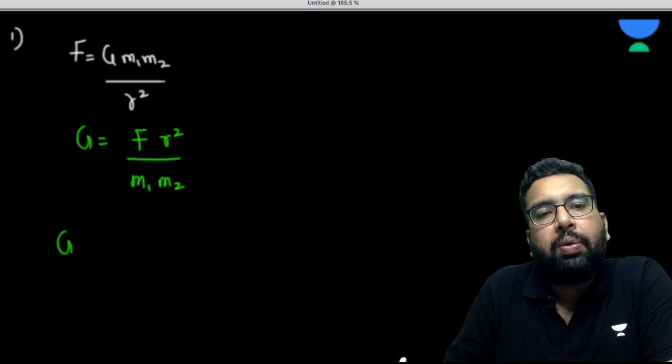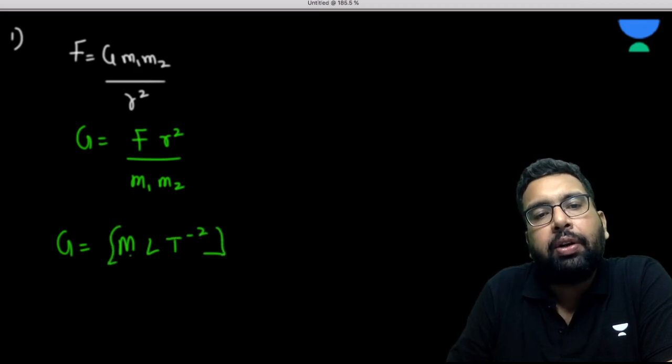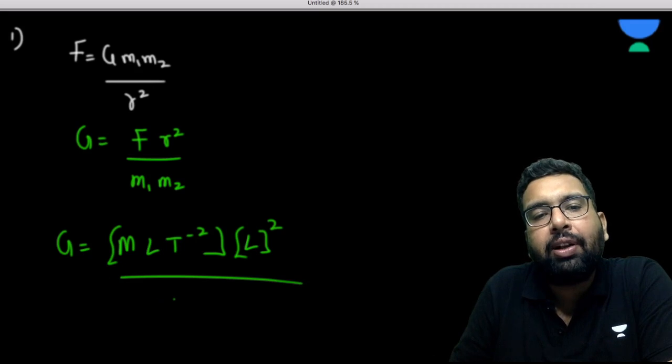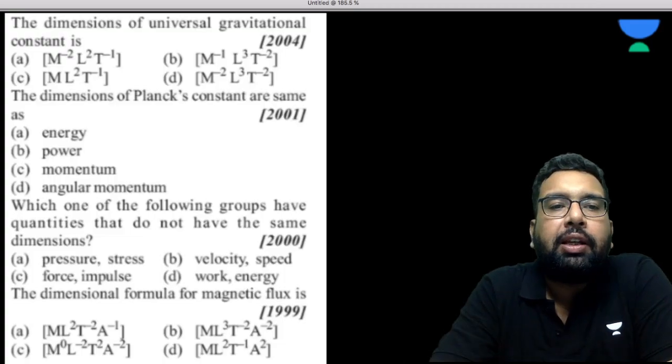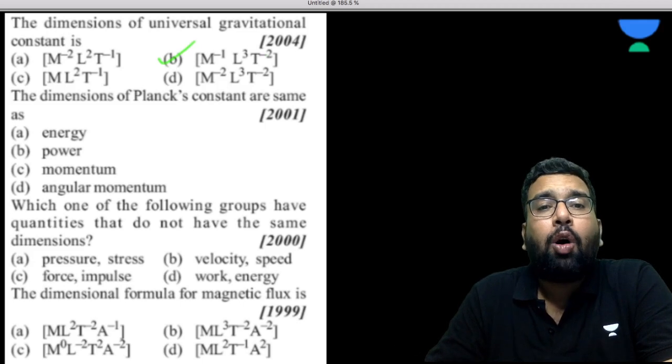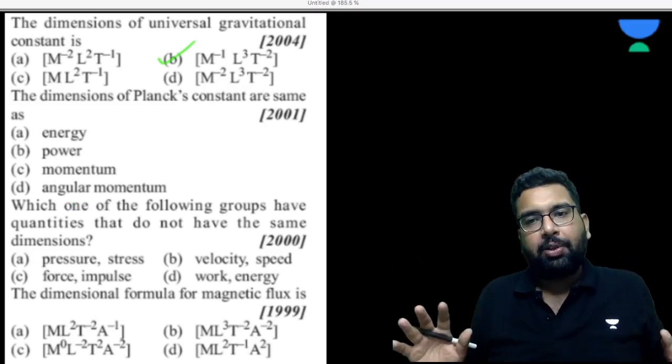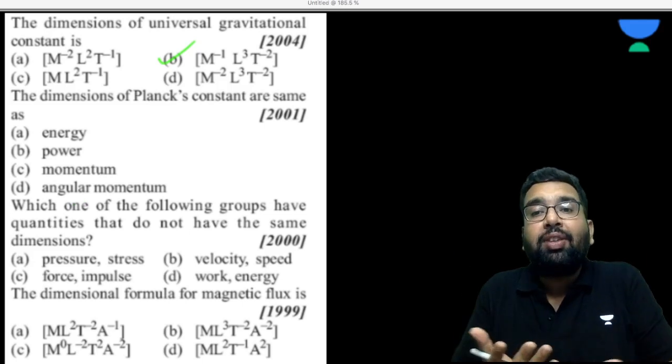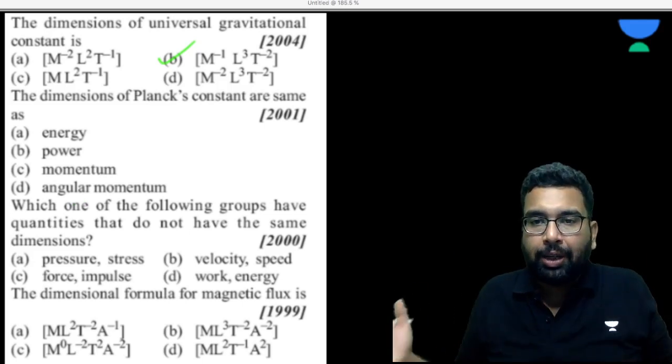So G is equal to, for F, MLT minus 2. What is the dimension of R square? It is L square. And M1 dimension is M, M2 dimension is M, so it is going to be M square. Now let's see if we can get down to some options. So right away we can write the B option. It is always and always, don't you ever do the question in the examination without seeing the option. Sometimes you don't have to. This is how you save time in the examination, because so many questions are there.